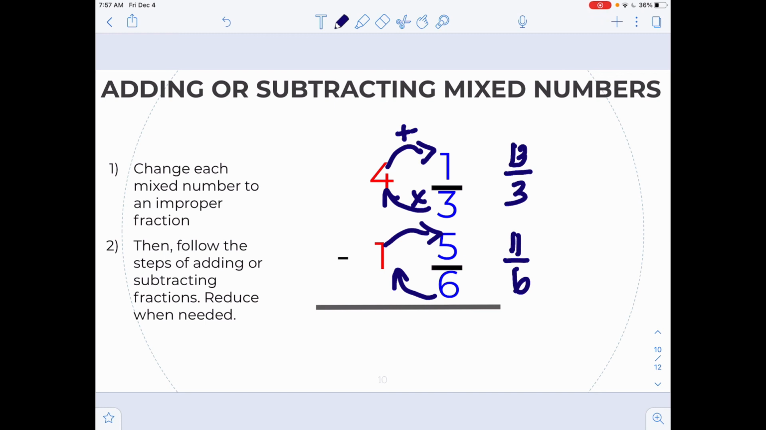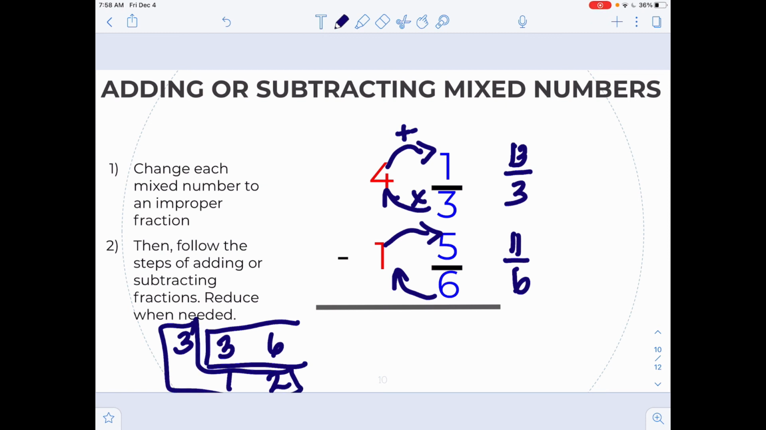I need to make sure they have common denominators, so I want to find the LCM of 3 and 6. I can divide both of them by 3. And so my LCM is 3 times 1 times 2, which is 6. Well, 11 sixths is already there, so I just need to change my 13 thirds. So I have to think, what can I multiply by 3 to make 6? Well, I can multiply it by 2. I have to do the same thing to the numerator, so I have 26 sixths.